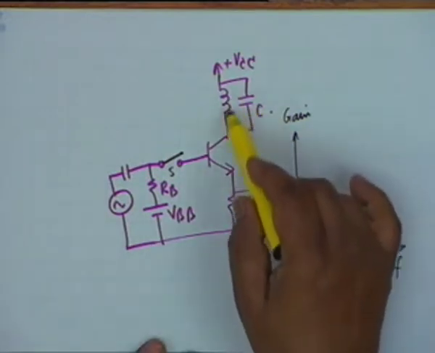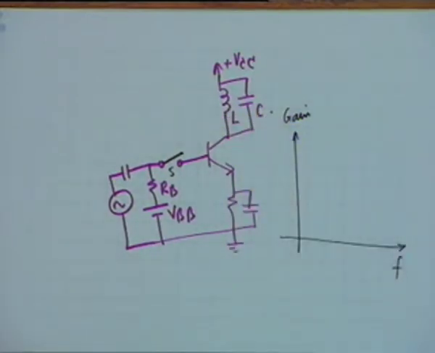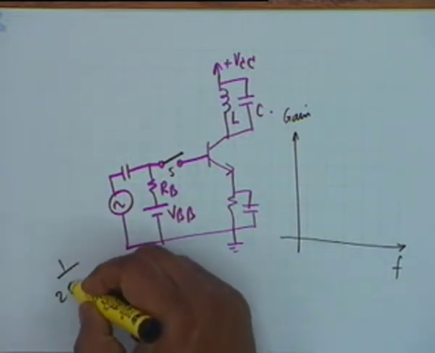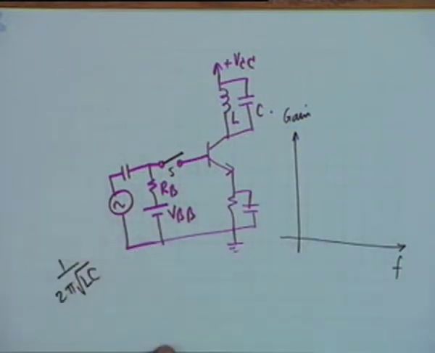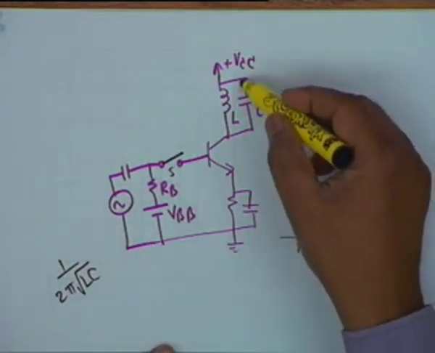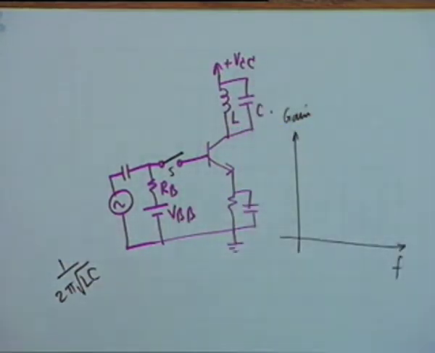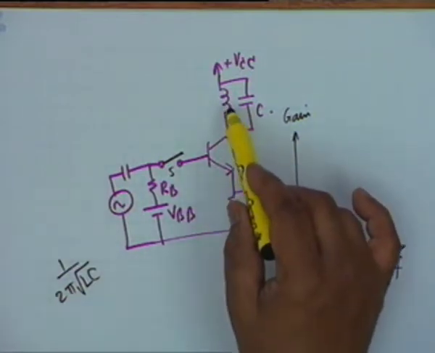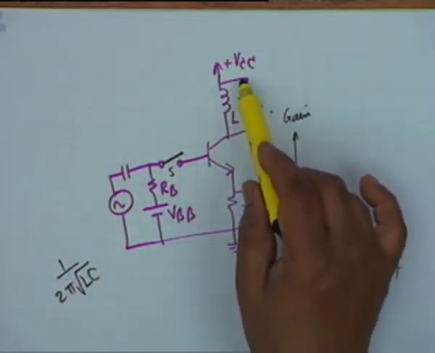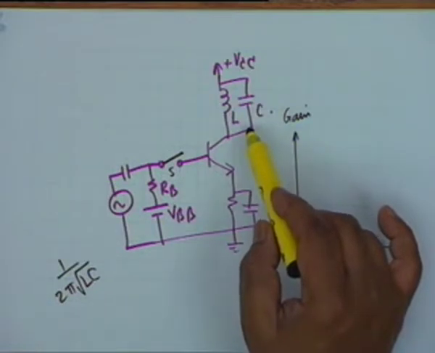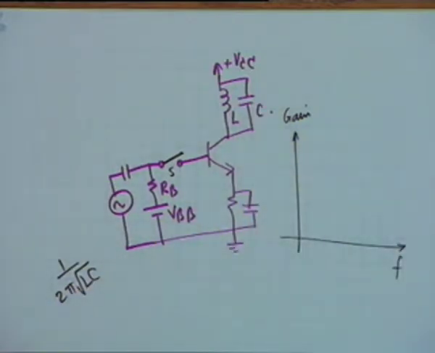The parallel resonance circuit has the highest impedance at the resonant frequency. What is the resonant frequency? 1 by 2 pi square root LC. At this frequency, the load has the highest value. Ideally, it should be infinity, but because of the resistance of the inductance and the parallel resistance of the capacitance, the effective load at resonance is less than infinity.